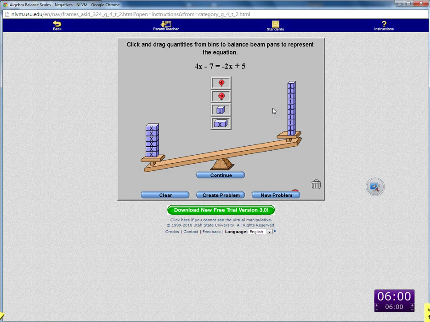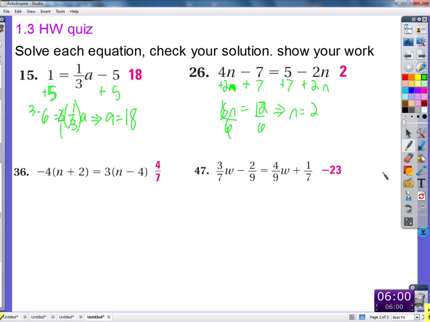Looks like I have a limit on how many I can put over there. Well, if I could, I would put 2 more on there. We would have 12, and then we would reduce this by 1/6, and take 1/6 of this, and we get x is 2. So not moving these from one side to the other, but canceling them on one side.